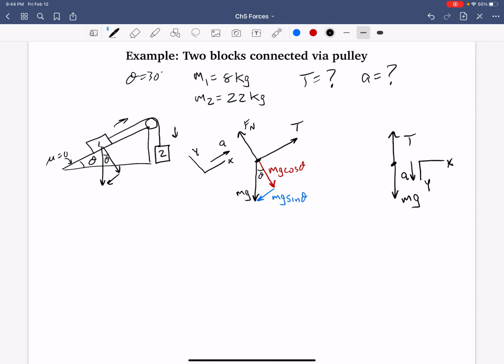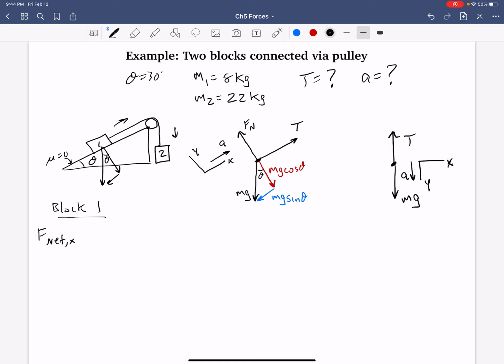Components for block 1 are down. Components for 2, do we need to break any up? No, I don't think so. Right? Gravity is straight down. Tension is straight up. There are no forces in the x direction. So we're good. And so now let's write out for mass 1, or we'll call it block 1.